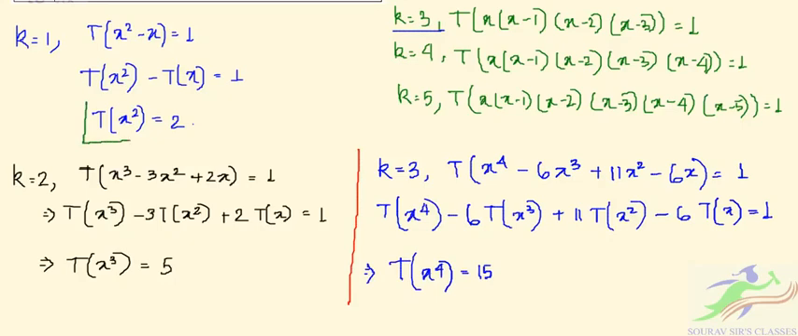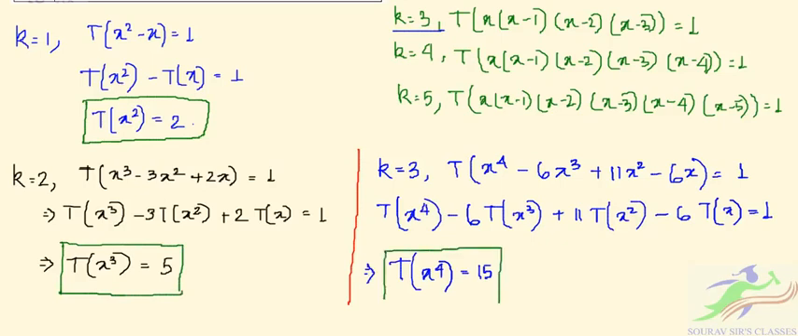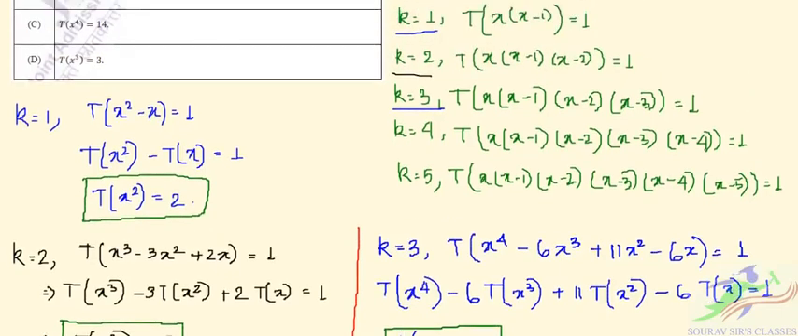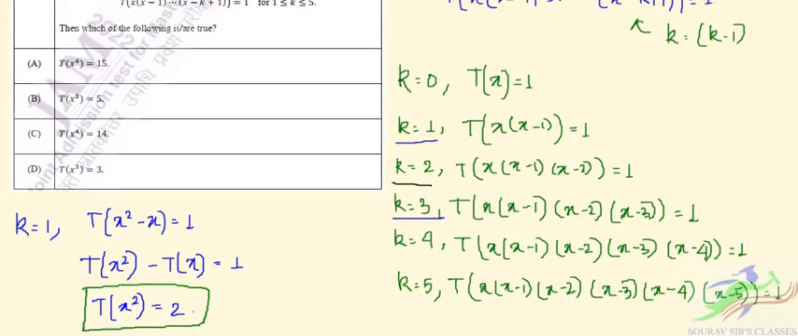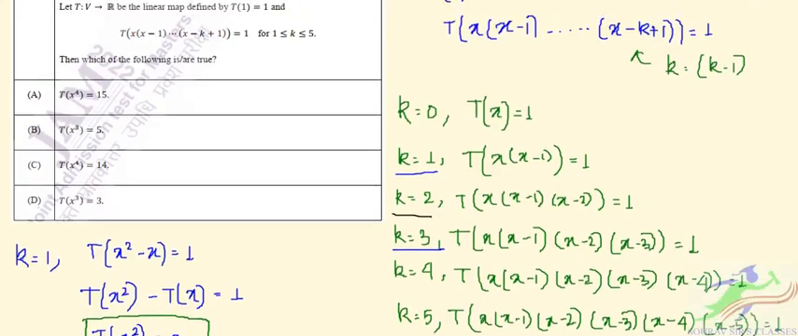So first one is T of x square, T of x cube, T of x4, and we have already the value of T of x. So in our case the correct option will be A and B, right? A is T of x4 is 15 and for x cube it is 5. This is question number 13.